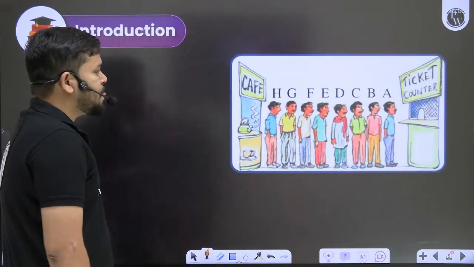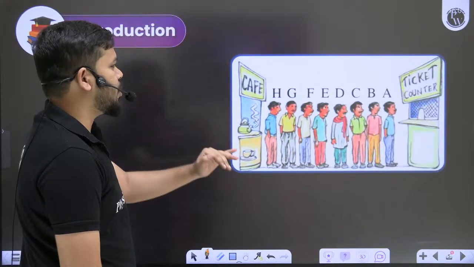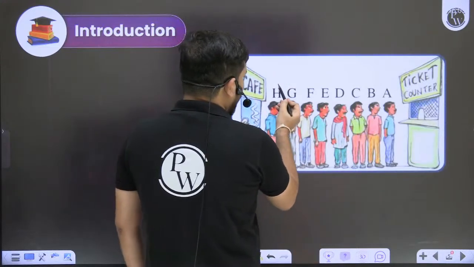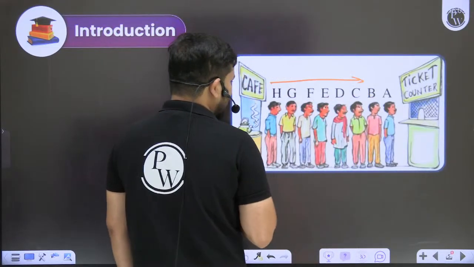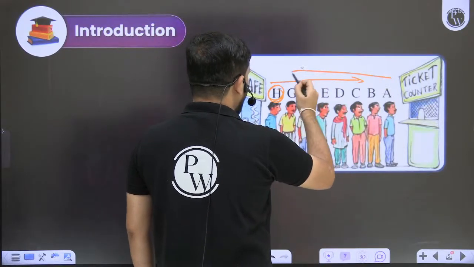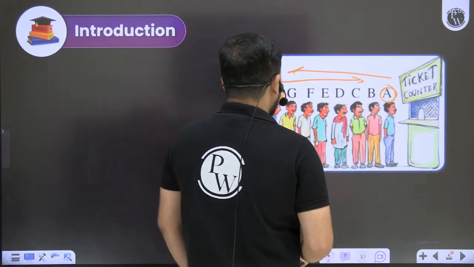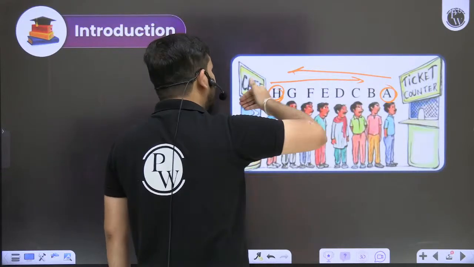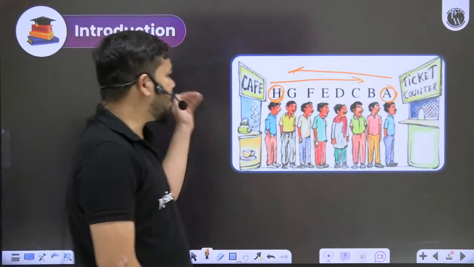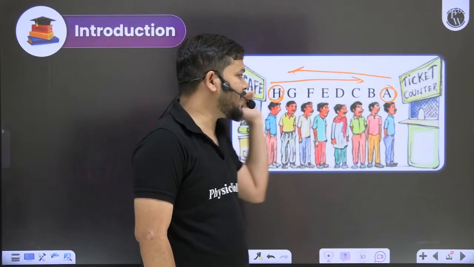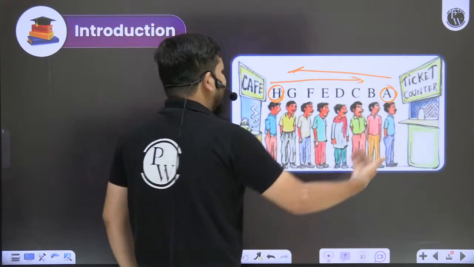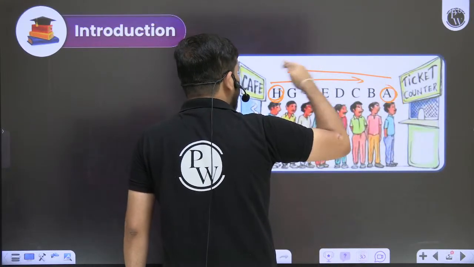Suppose you can see there is a line over here. There is a cafe and they are going for the ticket counter. If I'm going in this way, who is my first person in this row? You can see H is my first person. Or in this row, if I go in this way, A will be the first person. So depending upon the direction, the first and last persons change. If I'm looking in this way, H will be my first person and A will be my last person. If I'm looking in this direction, A will be my first person, and H will be my last person.